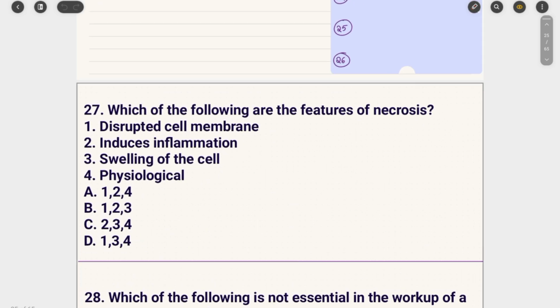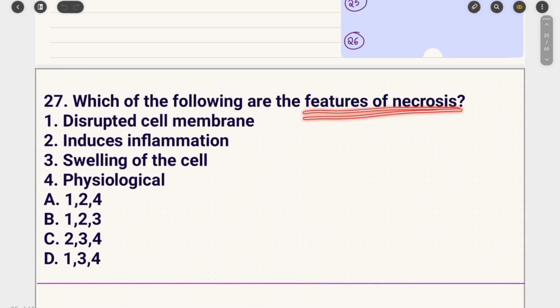Coming to the 27th one, which of the following are the features of necrosis? This is necrosis versus apoptosis, a very, very important question. Necrosis is physiological or pathological? It is pathological, isn't it? Apoptosis can be physiological, but necrosis is always pathological. So option 4 is wrong, so 4 is ruled out. Only one option is present. See here, yes, B. So it's easy, right?